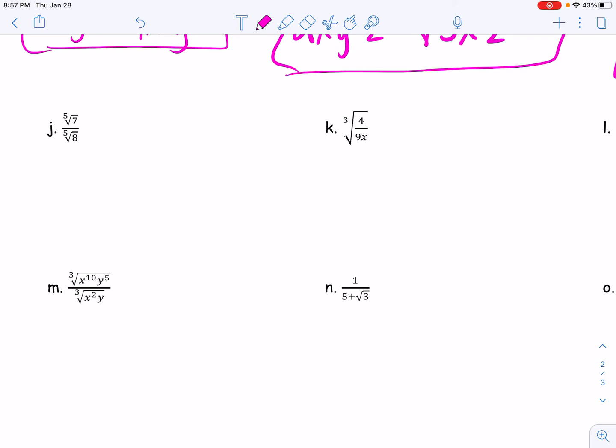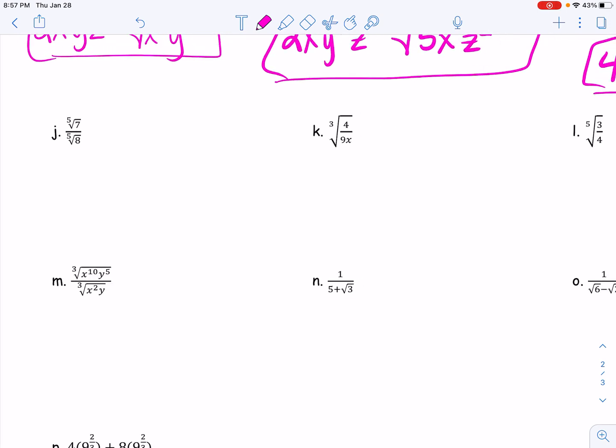So this is 7 to the 1/5 power. Technically, that's 8 to the 1/5. But I'm just stuck on this 8. And the reason why I'm stuck on this 8 is because I know that 8 is a perfect cube. 7 is not a perfect anything. 7 is a prime number.